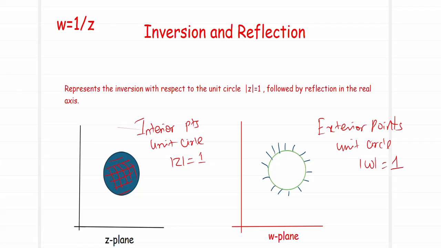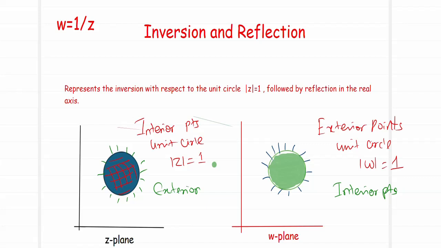On the contrary, if we have the exterior points of a unit circle, mod z is equal to 1, the exterior points will now, under the transformation w is equal to 1 by z, get converted as the interior points of the circle mod w is equal to 1. So it is just the vice versa, where the exterior points turn out to be interior points of your mod omega equal to 1.